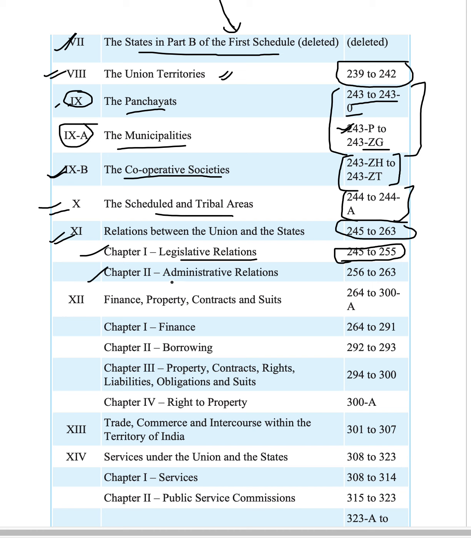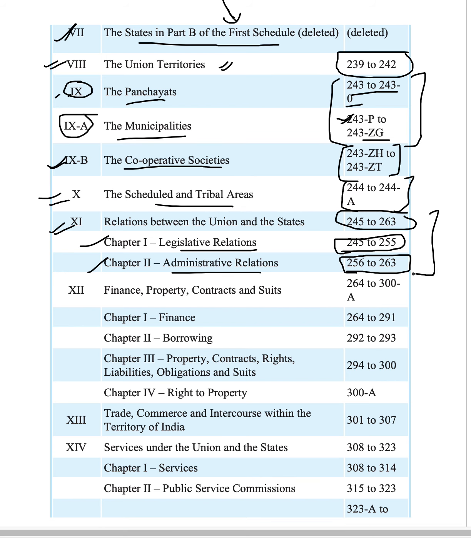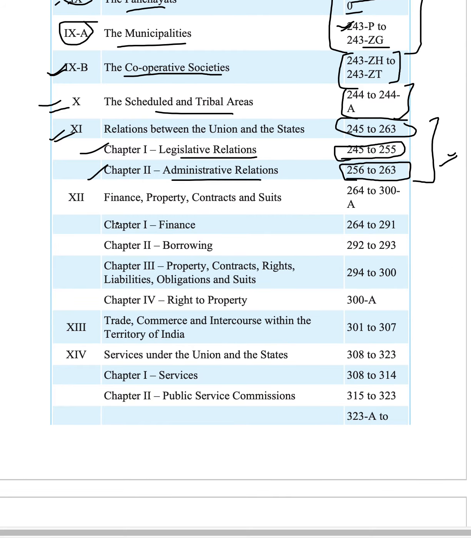And the second is administrative relations, that is, how to govern the country and how they can cooperate in those particular arenas. So many forums are given, so many provisions are given where the center can formulate the laws for the states. So when you study in detail, you will know these articles are very important.